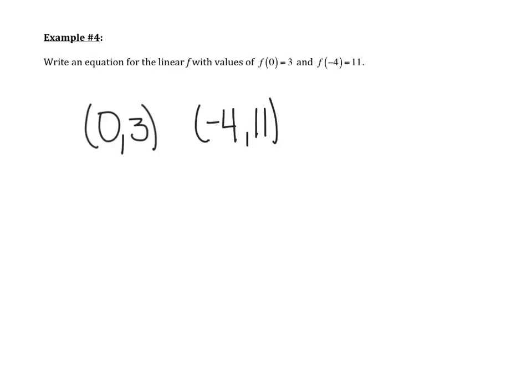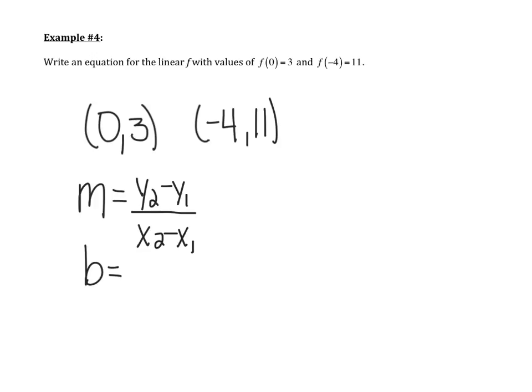So when it says write an equation for the linear function, I need to find the m, and I need to find the b. Since I'm given just 2 ordered pairs, I'm going to use the equation to find the slope, which we learned in the last chapter is y2 minus y1 over x2 minus x1. Remember, subtract the y's over subtract the x's. And it doesn't matter which y value you start with, as long as whatever y value you start with, you start with that same x value in the denominator.